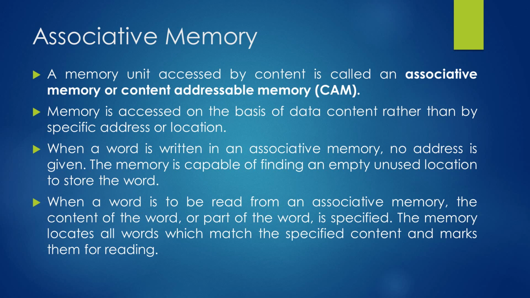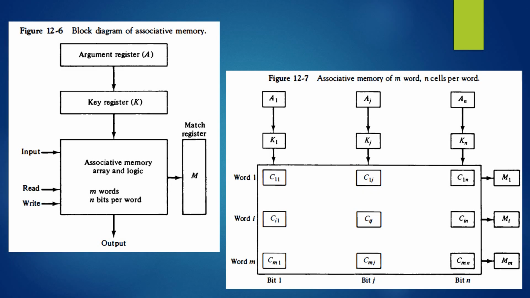First you have to draw the diagram and I'll explain something. While you are drawing the diagram, you can pause the video. Draw both the diagrams. On the left hand side, we have a block diagram of associative memory, and on the right hand side we have an associative memory of M words and n cells per word. The right hand side is the actual diagram and the left one is a block diagram. Draw both the diagrams.